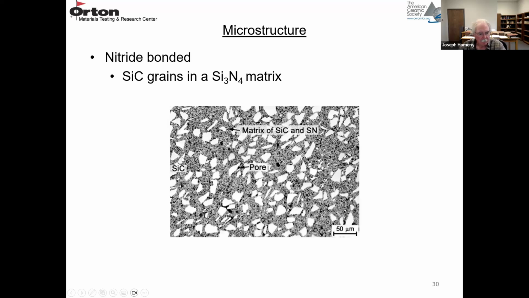So the bright angular particles again are the silicon carbide. The very dark, small regions are the porosity. And then the lighter gray is the matrix of silicon nitride, but there's also fine silicon carbide particles in the matrix. That's the way it was processed. So you have angular crushed silicon carbide aggregate in a matrix of finer silicon carbide and the in situ silicon nitride.